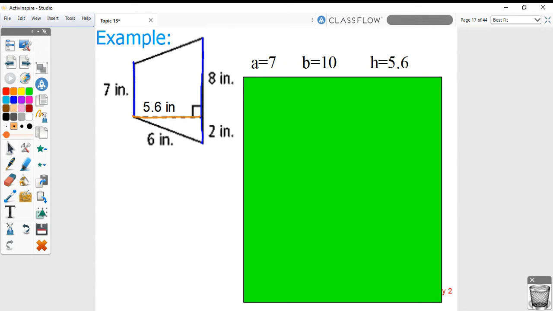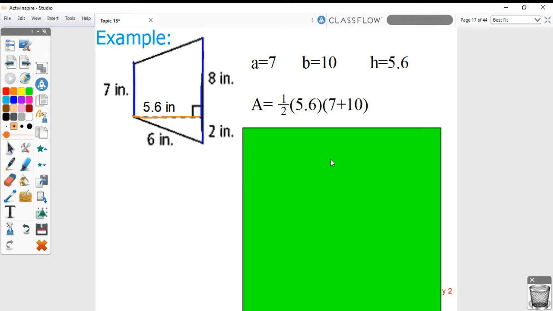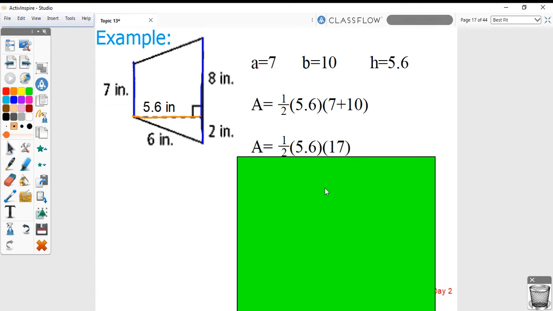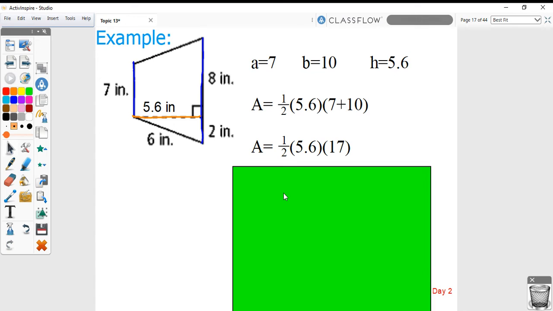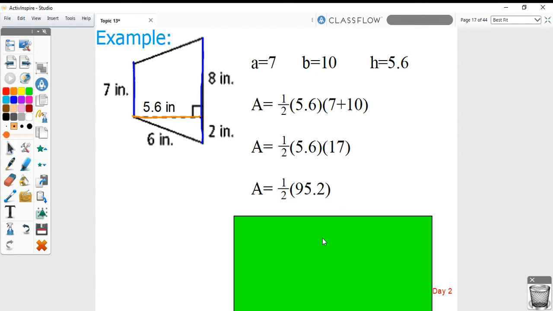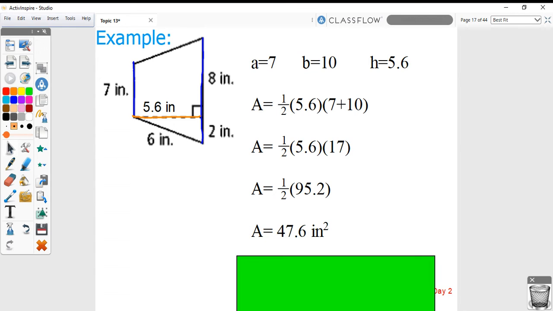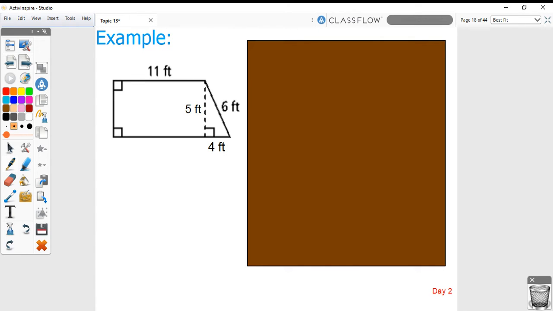A and B are the two bases, H is the height, and we plug it all into that formula, and it becomes really simple. 1/2 times all of those things. You can simplify as you go, but really all you have to do is punch this into the calculator, and we get a total area of 47.6 inches squared. 47.6 square inches is the area of that trapezoid. Let's go on now to this next one.